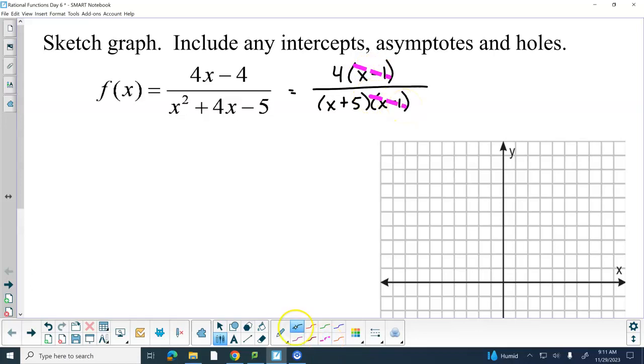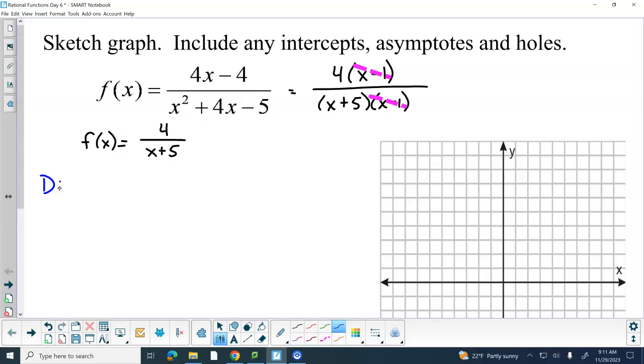Okay? So that leaves me with my new function, which is 4 over x plus 5. Right? Okay? Alright? So then now, step number 1 says, what? Find the domain and vertical asymptotes, right? Okay. Where do I look for the domain?